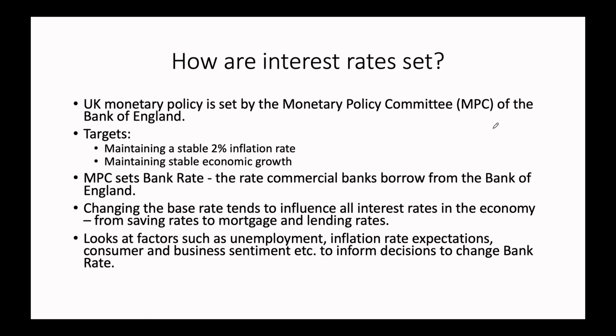Bank rate is the rate at which commercial banks borrow from the Bank of England. Changing bank rate tends to influence many interest rates in the economy, such as savings rates, mortgage rates, and lending rates. The MPC decides to increase or reduce bank rate depending on many economic factors, such as unemployment, inflation rate expectations, and consumer and business sentiment. In doing so, its main targets are to maintain a stable 2% inflation rate and to maintain stable economic growth.